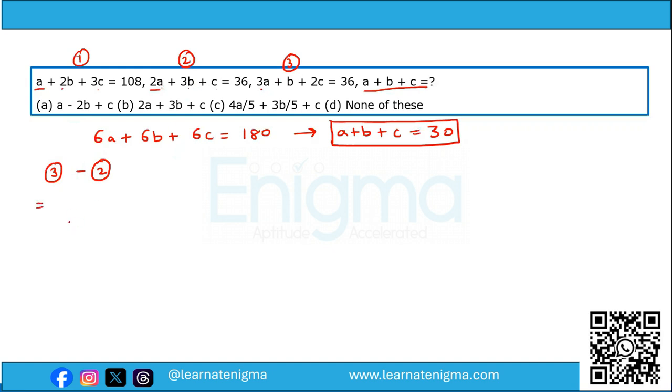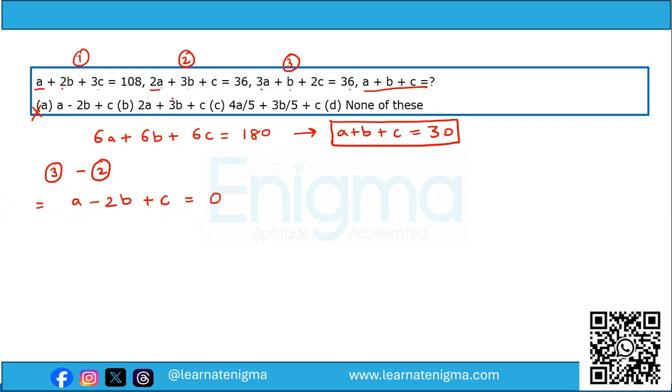3a minus 2a, that is a. b minus 3b, that becomes minus 2b. 2c minus c, so that becomes plus c, is equal to 36 minus 36, that is 0. Okay, so we have a minus 2b plus c, that is nothing but the first option. Now we want a + b + c equal to 30. This is coming out to be 0. So first option is eliminated.